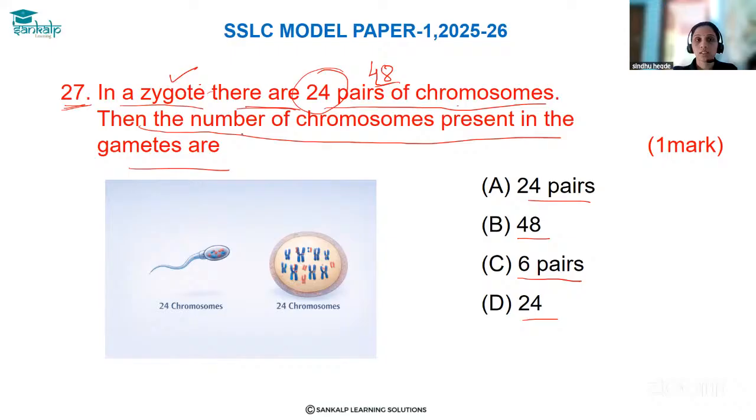But the question is, the number of chromosomes present in gametes. So each gamete contains 24 chromosomes. Hence option D is the correct answer. So the number of chromosomes present in gametes is 24.